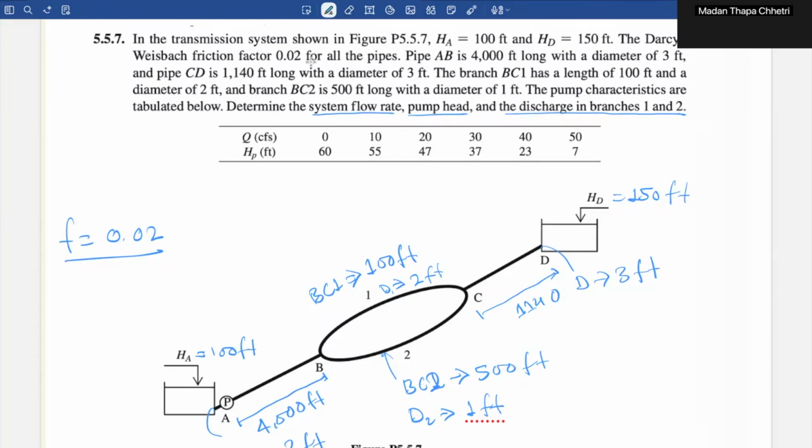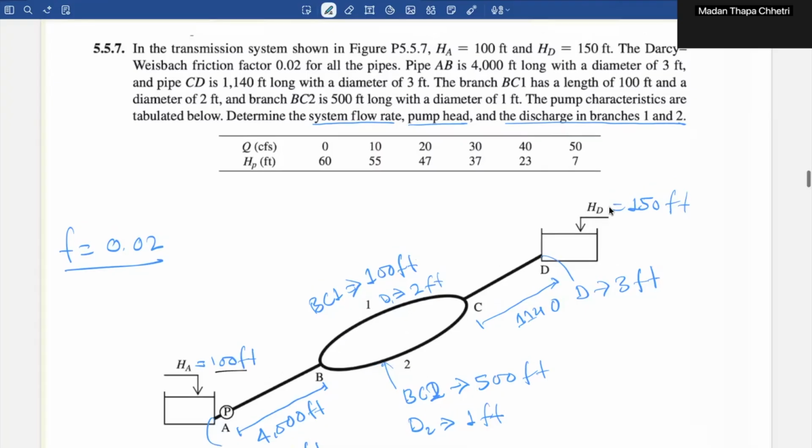One of the approaches we will be using to solve this problem is the equivalent pipe concept. We replace two parallel branches, as shown here, with a single imaginary pipe that produces the same head for the same total flow. So we have the reservoir at HA equal to 100 feet and at D, which is our second head, at 150 feet height.